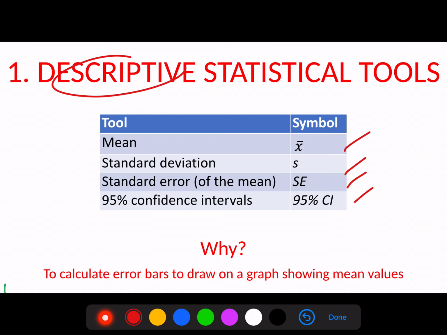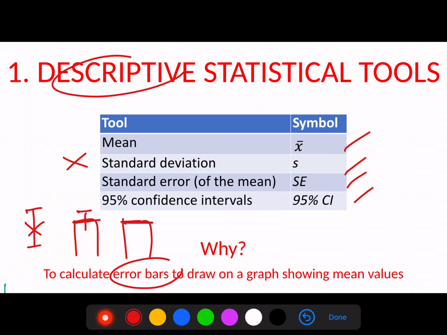Why do we calculate all of these values? It's ultimately so that we can plot error bars on a graph. So when you plot your mean values on the graph, whether it's a line graph or a bar chart, the cross or the top of the bar represents the mean value that you're plotting. Around that mean value, you're expected to include error bars, which can be rather large or rather small. And this value here, 95% confidence interval, allows you to plot appropriate error bars for your data.